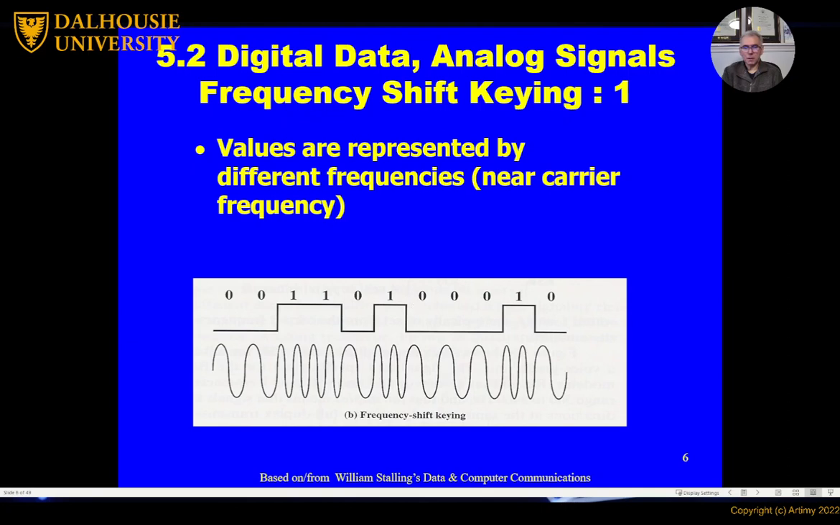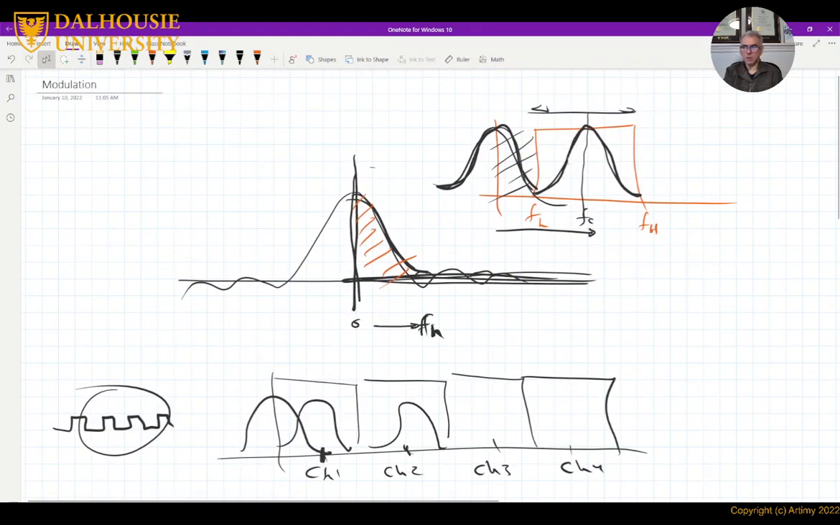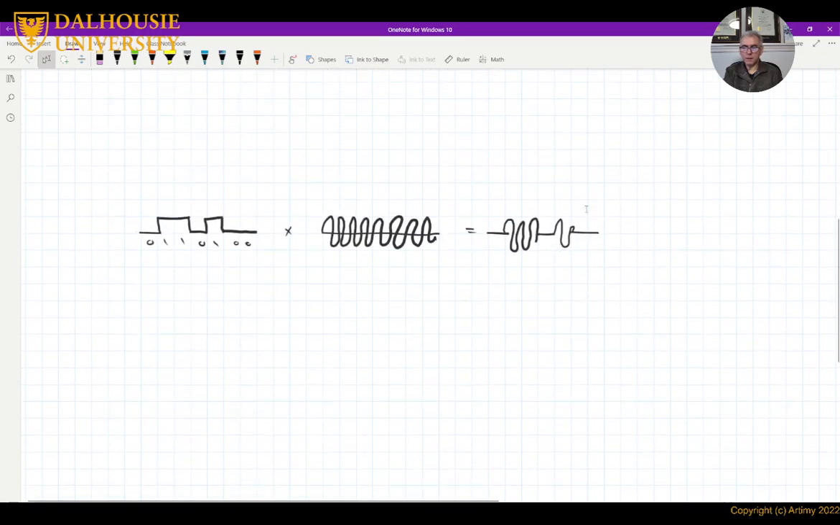So in order to avoid that, we could use two frequencies instead of one. Every time there is a zero, I'll send one frequency. Every time there is a one, I'll send another frequency. So I have two carrier frequencies instead of one. All right. So how is that different? As we saw here, the original bandwidth of the signal is shifted by the carrier frequency.